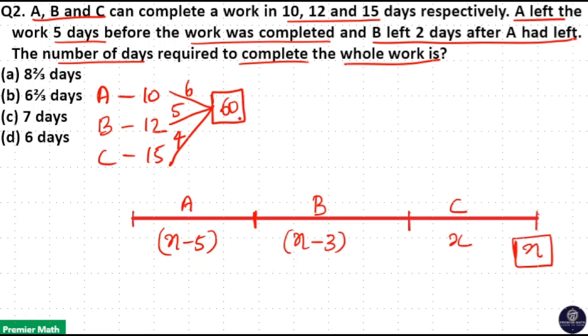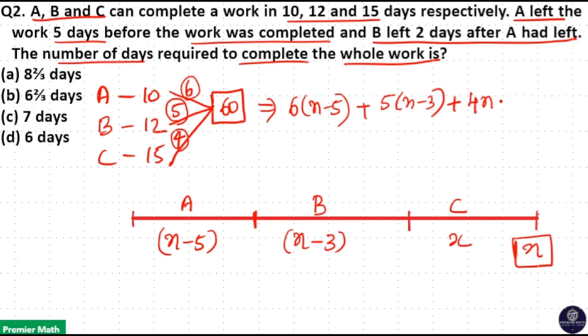Now 60 is the total work. That means 60 is equal to the work done by A plus work done by B plus work done by C. Here efficiency of A is 6. So 6 into the number of days A worked is the work done by A. So 6 into X minus 5 is the work done by A, and efficiency of B is 5. So 5 into X minus 3 is the work done by B, plus efficiency of C is 4. So 4X is the work done by C, which is equal to the total work, 60 units.